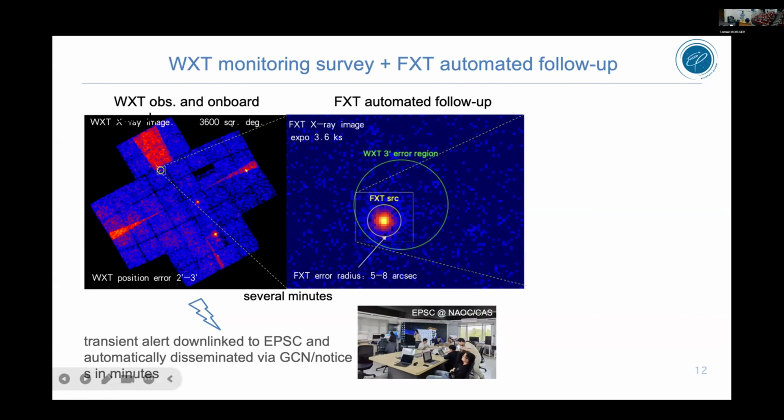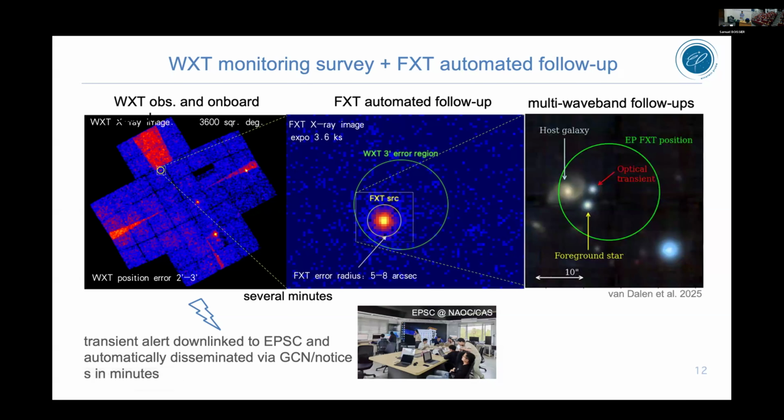For example, the WXT detects transients on board, and it can send the alerts downlink to the EP science center in NAOC in Beijing and automatically send out the GCN notice. At the same time, the FXT can get that information, so it will point automatically to this source. So if there's still a signal, we can get a much deeper image and much higher localization information. With the better localization, it reaches 5 to 8 arcseconds.